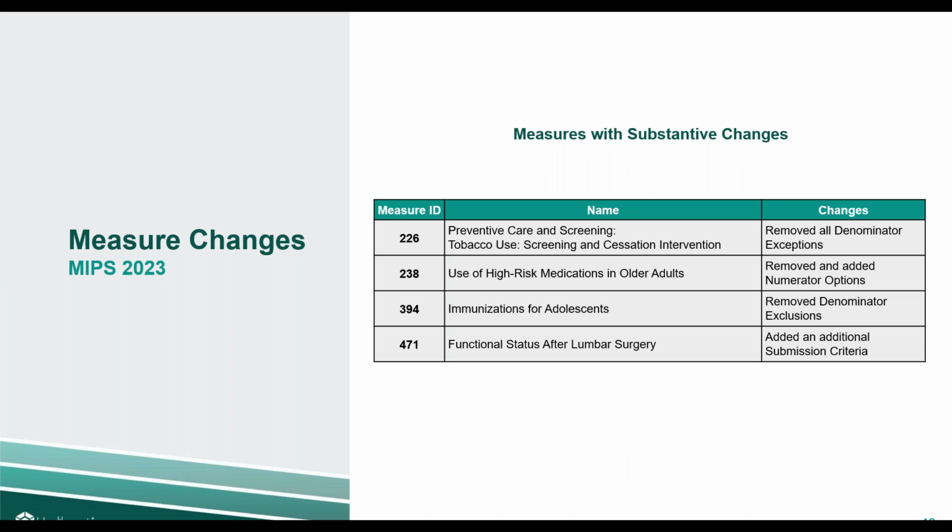A few of these that have substantive changes include 226. It's one of our favorite measures here at HealthMonix. All the denominator exceptions have been removed this year for 226. Other examples of substantive changes would be removing denominator exclusions, adding additional submission criteria, anything that really drastically might change how the measure is reported.